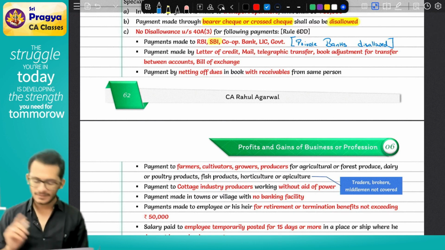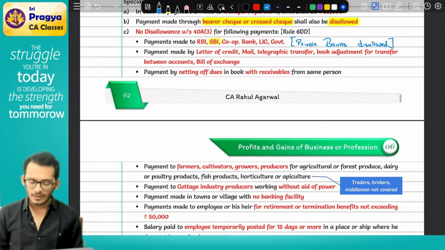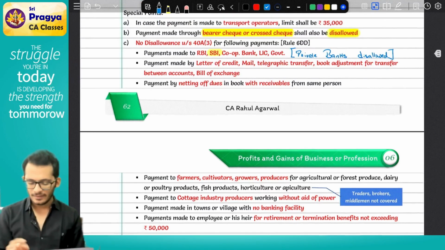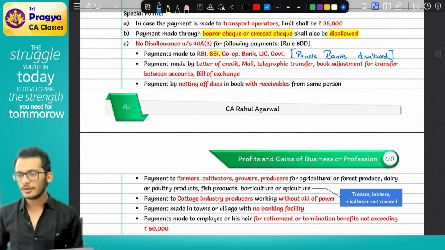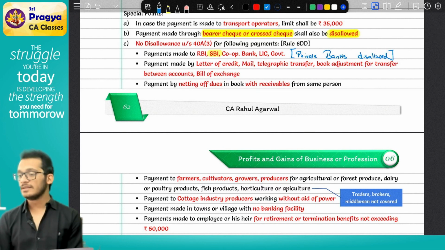Yes or no? Yes. Second, I'm saying payment made by letter of credit, mail, telegraphic transfer, book adjustment for transfer between accounts, bills of exchange. Understand? I have drawn a bill of receivable. And I'm planning to make a payment by the bills receivable.